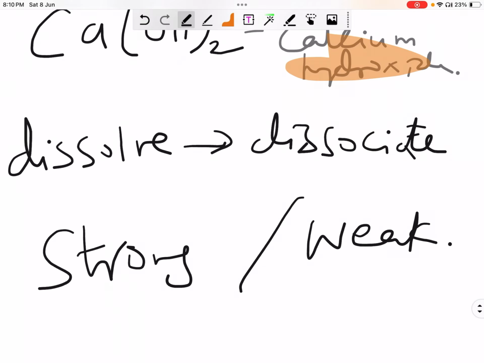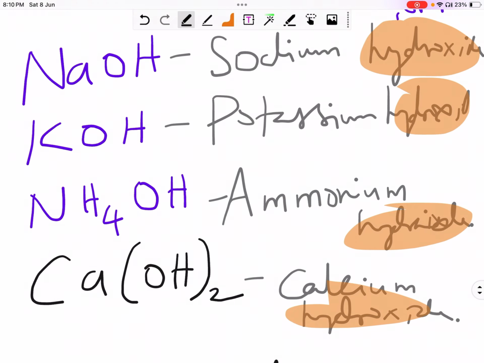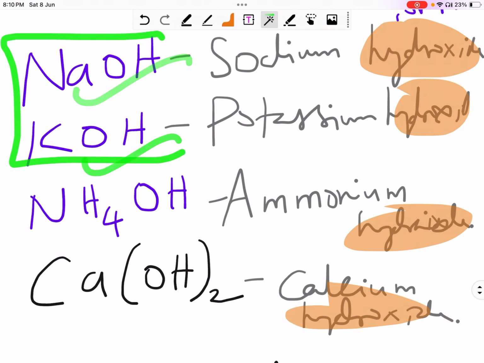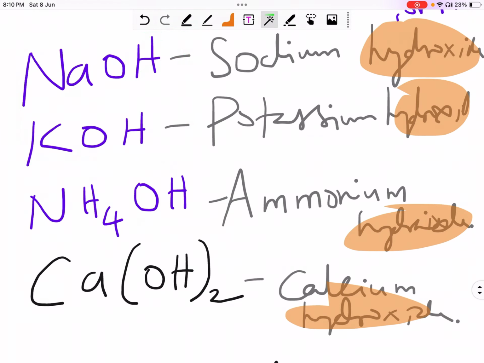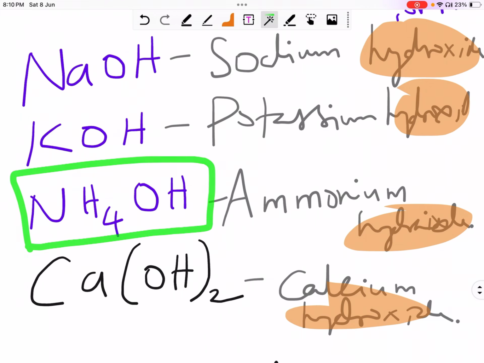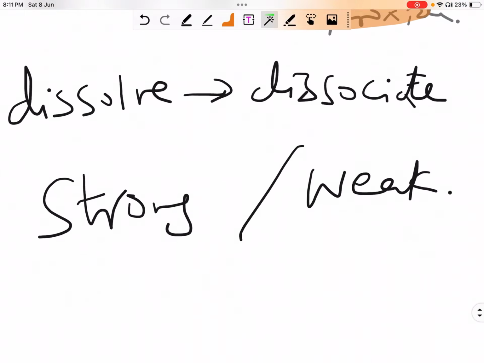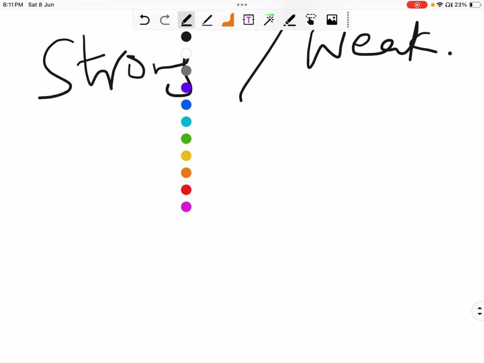Here in our list, we have four. You have sodium hydroxide and potassium hydroxide, both are strong bases. That means they dissolve and dissociate completely. Whereas NH4OH doesn't dissociate completely, and Ca(OH)2 doesn't dissolve properly. Hence, the dissociation will also be less. As a result, we classify that as a weak base.